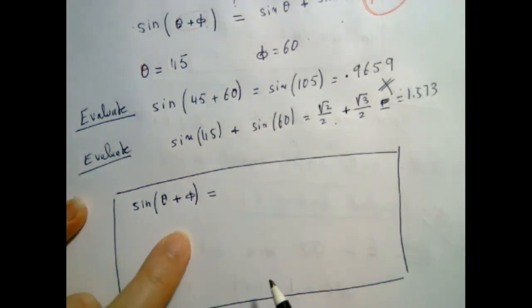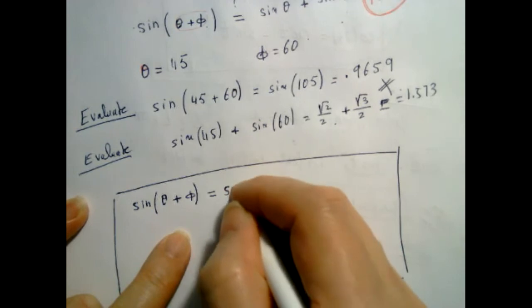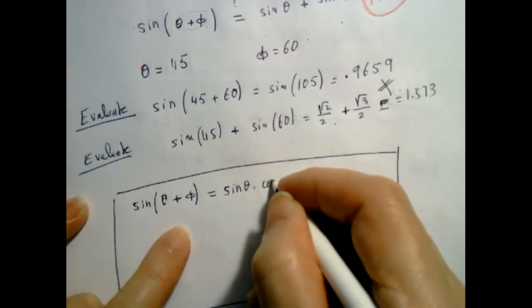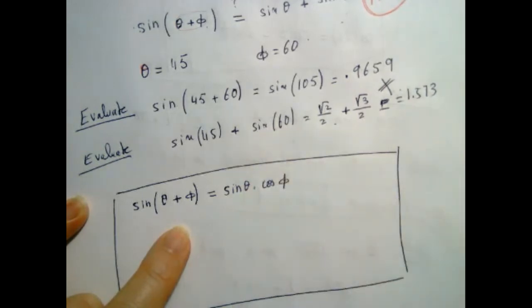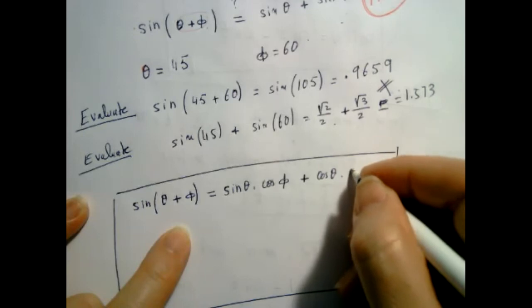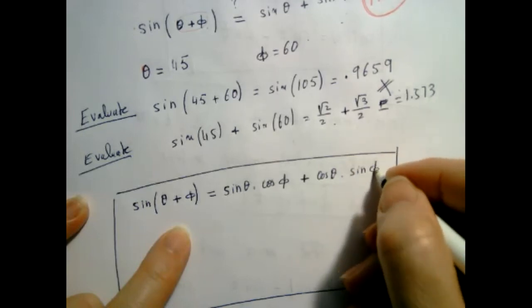So sine of theta plus phi is equal to the sine of theta, the cosine of phi, plus cosine theta times the sine of phi.